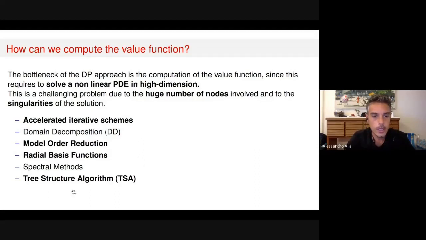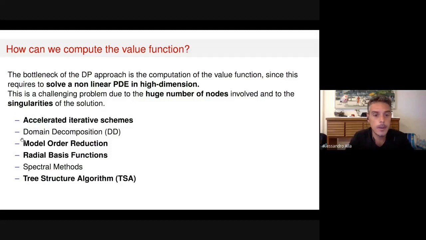So what is in bold here is where I gave some contribution. For instance, this is a coupling of two methods, value iteration and policy iteration, and at least we can get a speed up in the approximation of the value function. The classical domain decomposition, in order to get smaller domains and have fewer degrees of freedom. Model order reduction, which is a way to reduce the dimension of the problem by means of orthogonal projection.